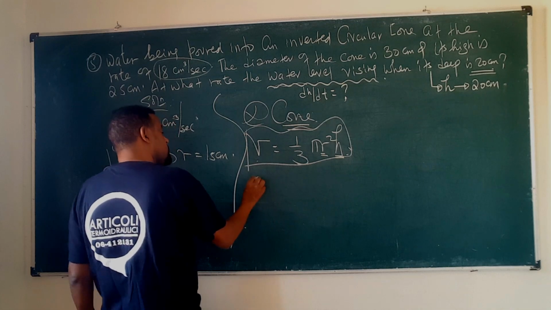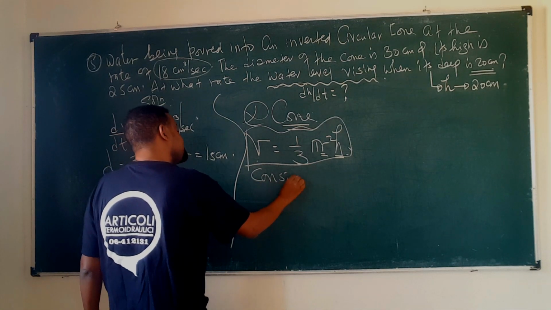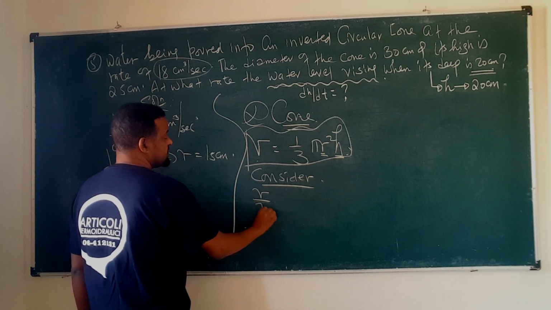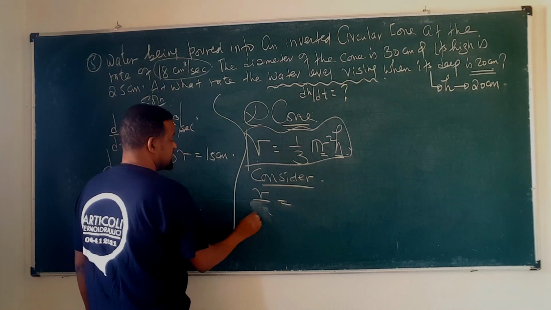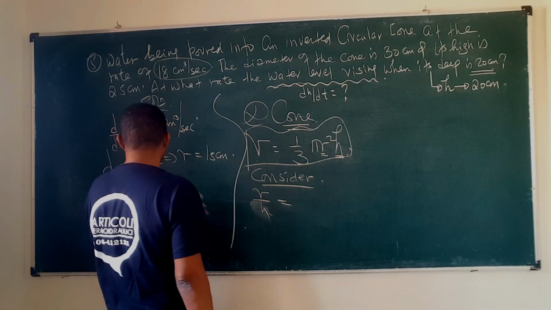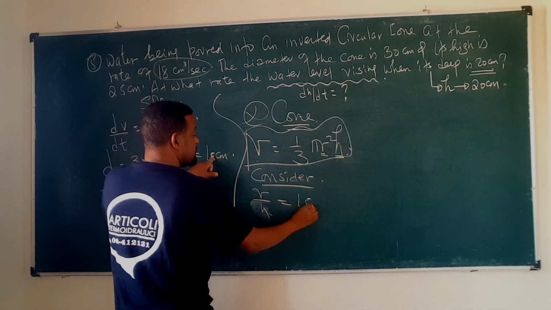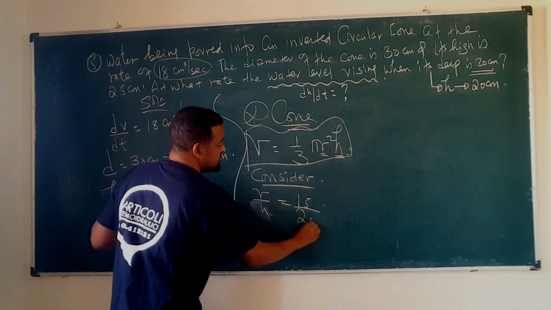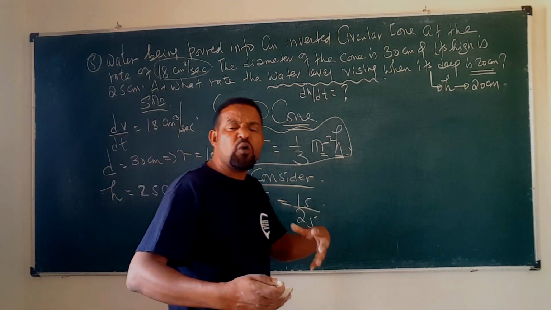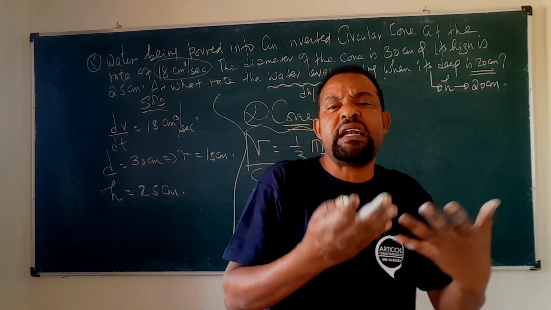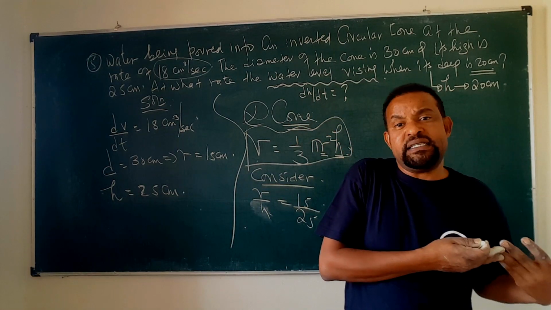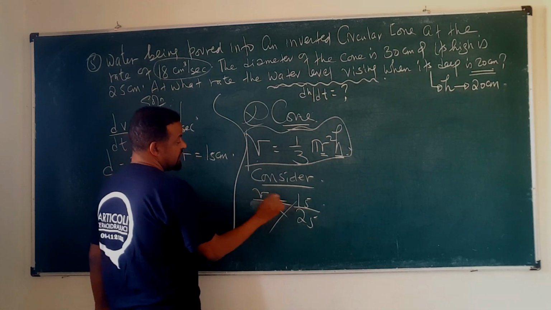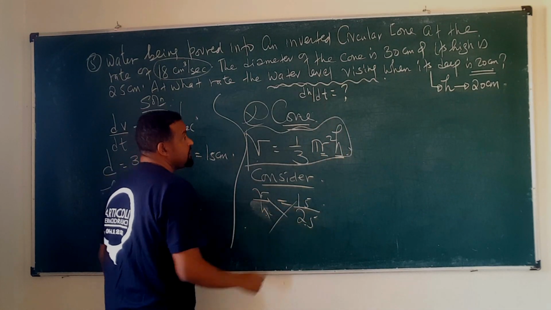Now look. Let's consider this r over h. What is r? r is 15 centimeter, of course, over h, which is 25 centimeter. Our objective is just to have the relationship between r and h. Okay. So let's crisscross. r times 25 is equal to h times 15.